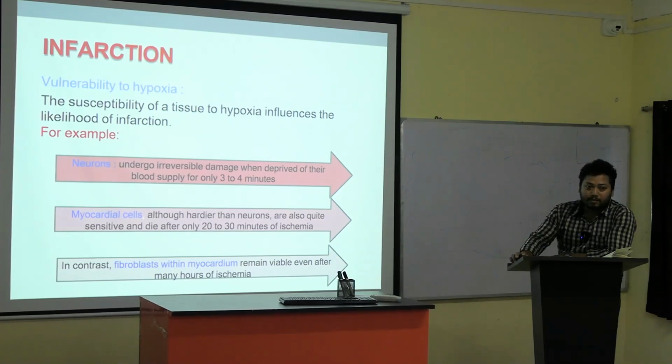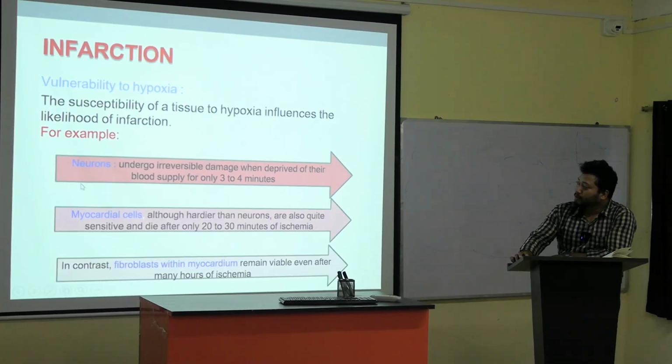Fibrin forming cells. Mainly they form collagen, and cellular matrix. These cells can remain active even after 1 or many hours of ischemia. So, regarding vulnerability to hypoxia, the cells which are most sensitive are the neurons, then the myocardial cells, and then the fibroblasts.